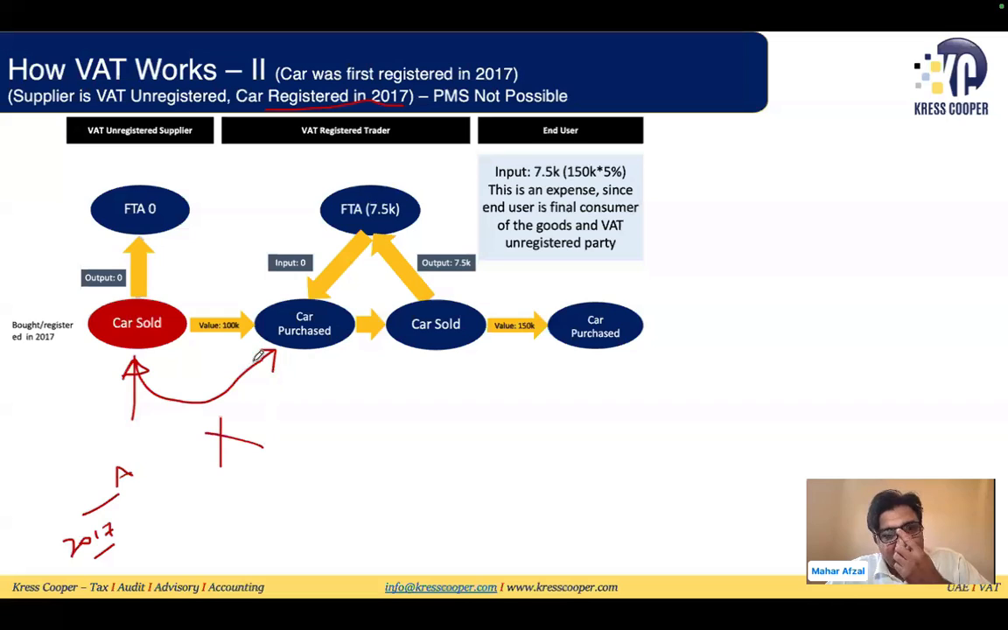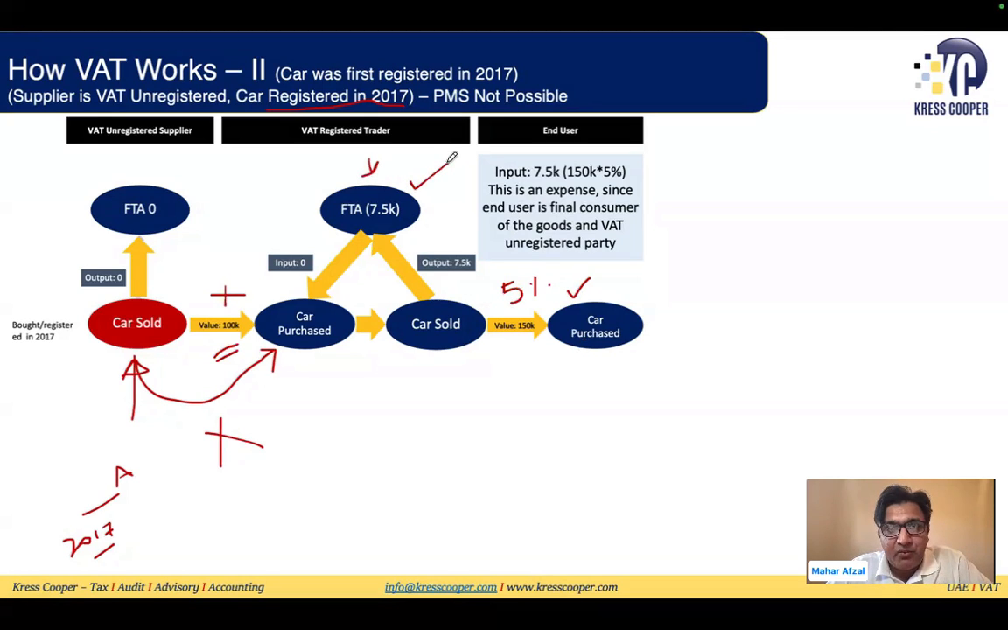And now in this case, goods are being bought from the individual, but the individual bought the goods before the effective date of the law, means this car has not been taxed in the UAE. When this car has not been taxed in the UAE, we cannot apply the profit margin scheme. So this company will be buying the goods. The VAT will not be applicable here. There will not be any input tax. Now this company is selling the car, assuming 150k in the market. They will straightforwardly apply 5% on 150k, which is 7.5k. They will deposit the 7.5k to the FTA.